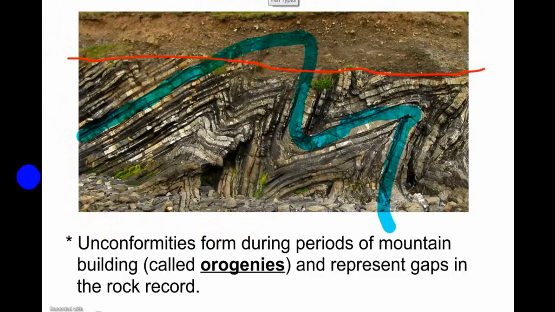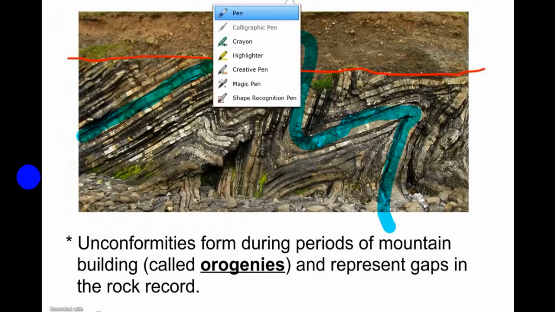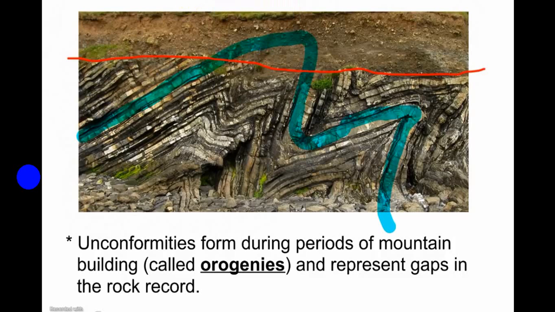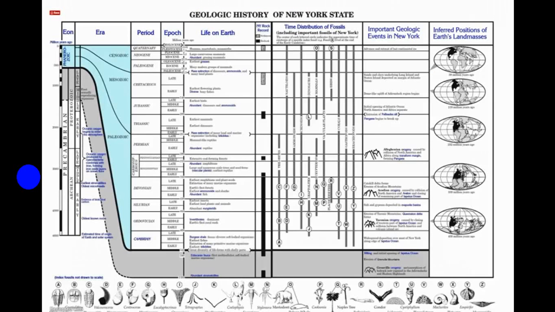Unconformities tend to form when mountains are building, and periods of mountain building are called orogenies. And we're going to see that word on our reference table. When we look at our geologic timescale, we're going to see that a few times in the column that shows us important events in New York. You're going to see things like the Alleghenian orogeny, the Acadian orogeny, the Taconian orogeny, the Grenville orogeny. These were all periods when these mountains were forming in our state.